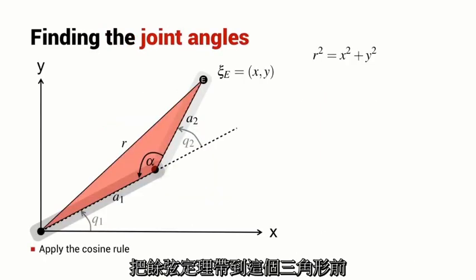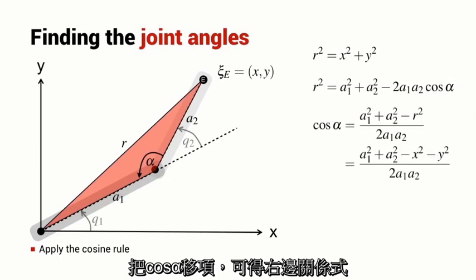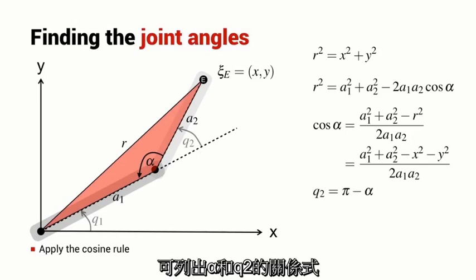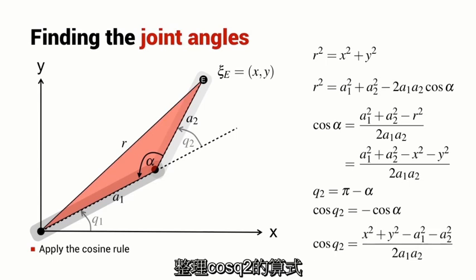Now let's apply the cosine rule to the particular triangle we looked at a moment ago. It's pretty straightforward to write down this particular relationship. We can isolate the term cos alpha, which gives us the angle alpha that we are interested in, and it's defined in terms of the constant link lengths A1 and A2 and the position of the end effector x and y. We can write this simple relationship between the angles alpha and q2, and we know from the shape of the cosine function that cos of q2 must be equal to negative of cos alpha. This then lets us write an expression for the cosine of the joint angle q2.